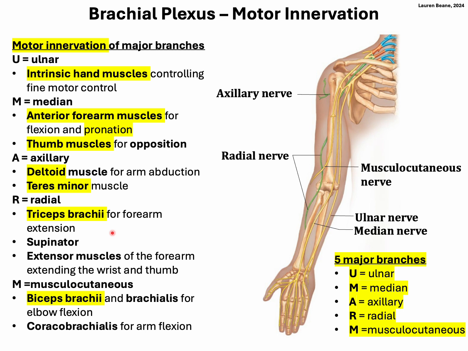Radial nerve innervates the triceps brachii for forearm extension, as well as the supinator and other extensor muscles of the forearm. Musculocutaneous nerve innervates our biceps brachii and the brachialis, right, for elbow flexion, as well as the coracobrachialis for complete arm flexion, moving the entire arm forward. So here you can see, there's very key muscles being innervated by these 5 major branches of the brachial plexus.